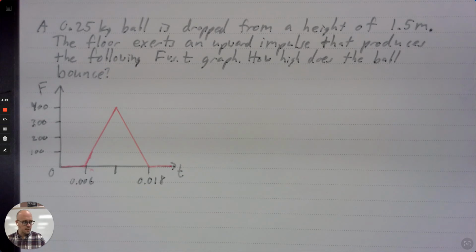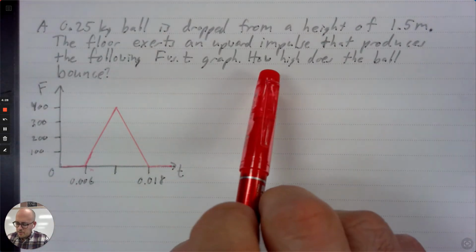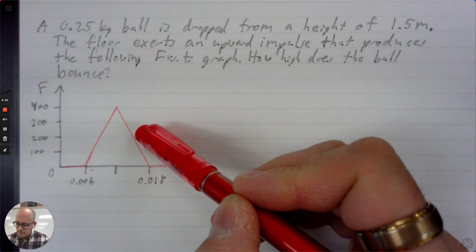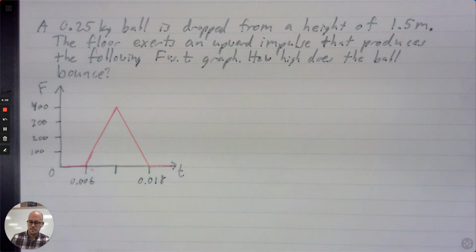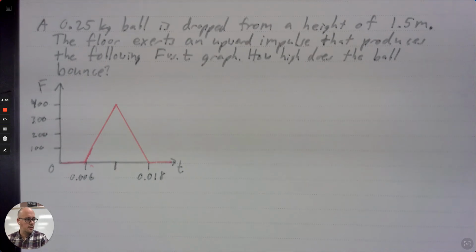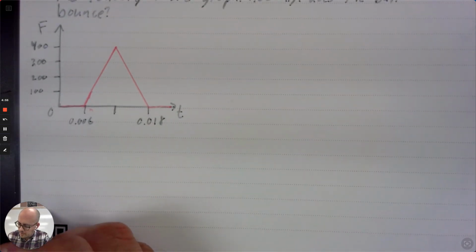So here we go. This is going to take a while, so feel free to skip around if you want. We have a ball that's dropped from a height of 1.5 meters. The floor exerts an upward impulse that produces the following force versus time graph. How high does the ball bounce? You've learned a few key units in physics so far: forces, circular motion, energy, and now impulse. One of your goals is going to be to learn how to choose the topic. If you don't know how to choose, then maybe you draw it and see what happens from there.